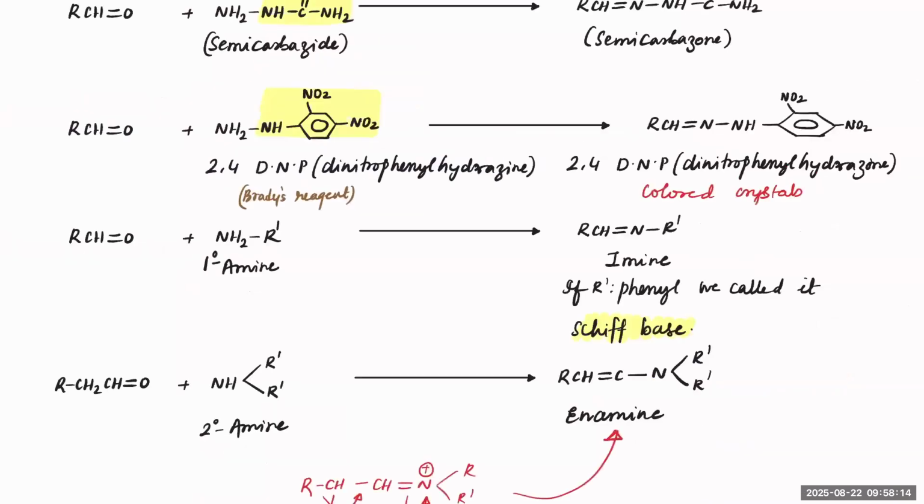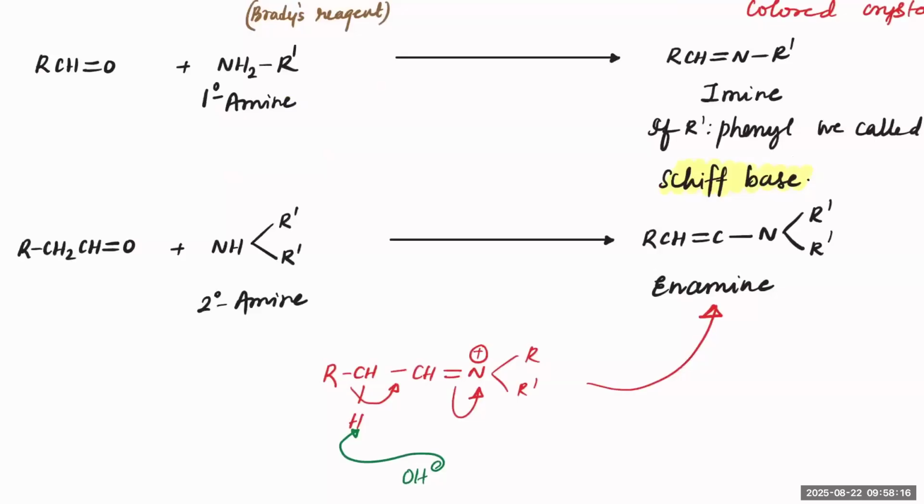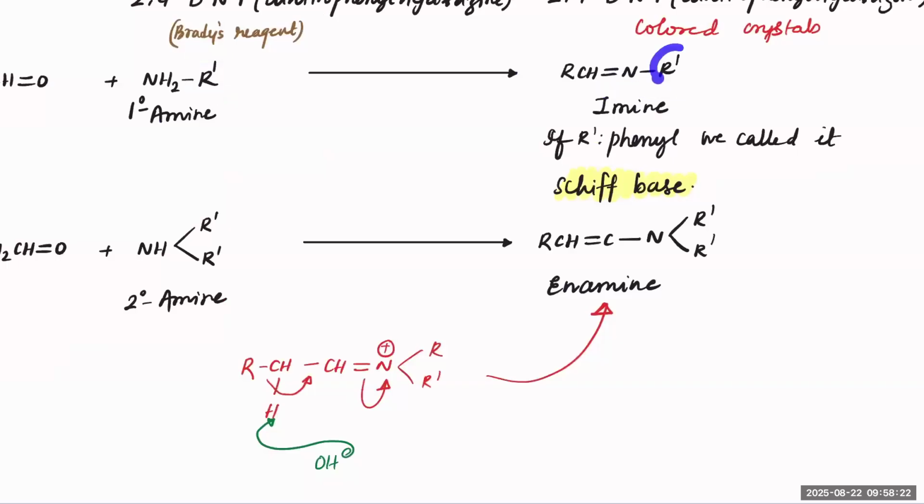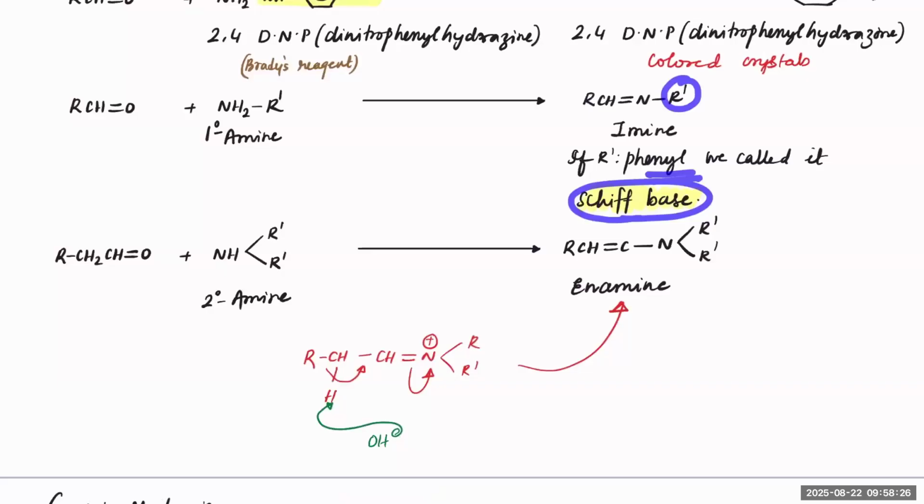Clear? If you have NH2R, then it becomes imine. Correct? And if this R dash is actually a phenyl group, we call it a Schiff base. It is called Schiff base.